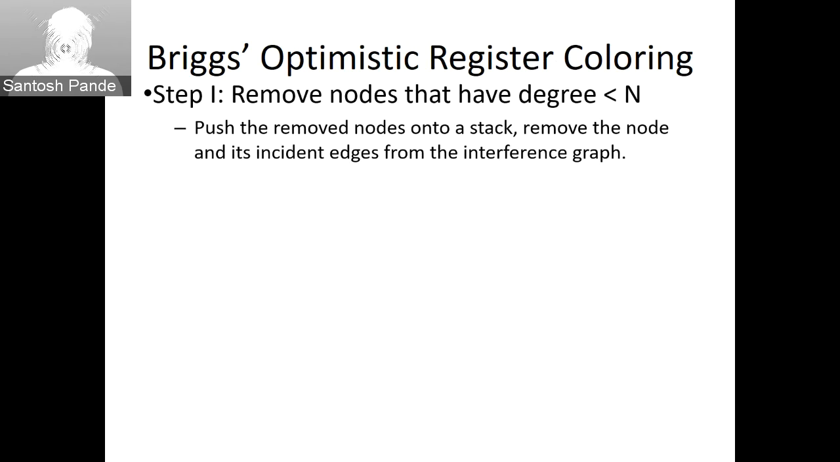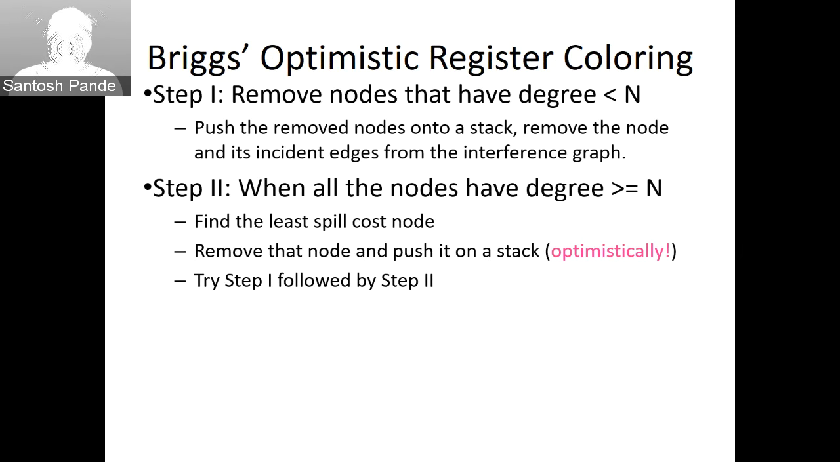So what does it do? Again, the first step is the same, degree less than n, keep simplifying, removing, because it's guaranteed a color. And now when we reach this invariant, degree greater than or equal to n, here is where we optimistically do something. So we actually don't carry out a spill decision right now, but we remove that node and we keep pushing it on a stack.